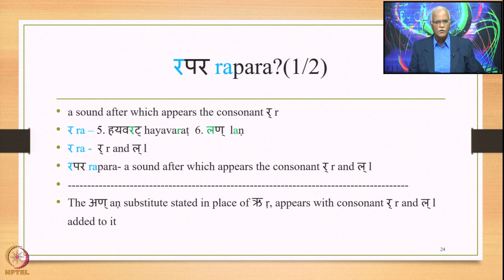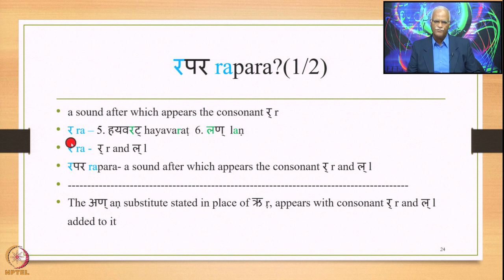What is the meaning of rapara over here? Rapara, that is the division of words. Rapara means a sound after which appears the consonant r. Even though r is stated with a vowel over here, the vowel a is for the sake of convenience and convenient comprehension. Otherwise, this r stands for the consonant r. Now, this r is interpreted by the later Paninian grammatical tradition to mean the pratyahara r.